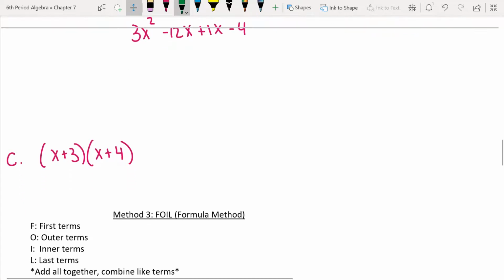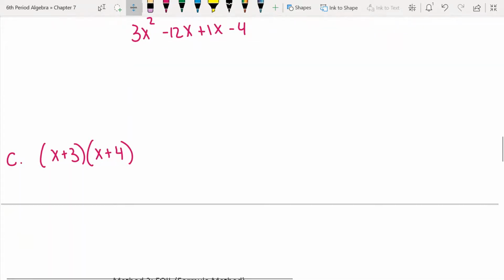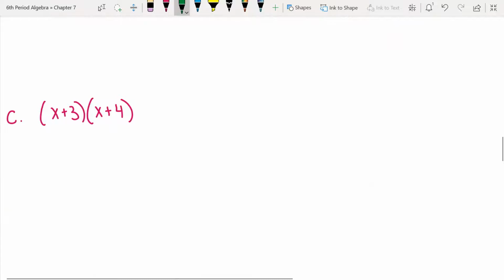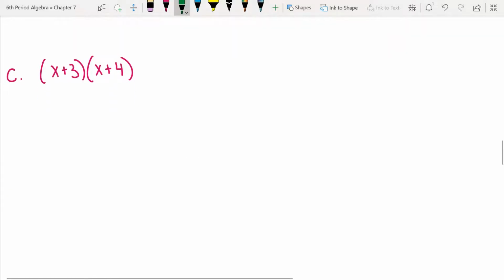Now, let's try yours. Let me make a little more space here. So you have to multiply x plus 3 times x plus 4. Please pause the video now. Try the box method. Okay, so let's see how you did.